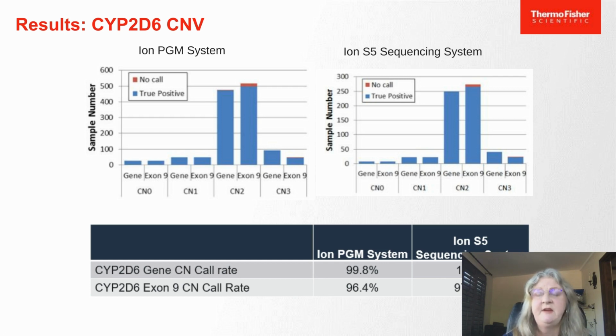I've shown here the no calls and the number of true positives. We actually did not have any in our V&V results. And so you can see that the call rate on the S5 was 100%, on the PGM was 99.8%. The exon 9 call rate for copy number was variously 96 and 97%. So we were able to demonstrate that we've developed an assay and an analysis solution that has high call rate, high sensitivity, and high specificity, both for SNPs and indels, and also for copy number variation.